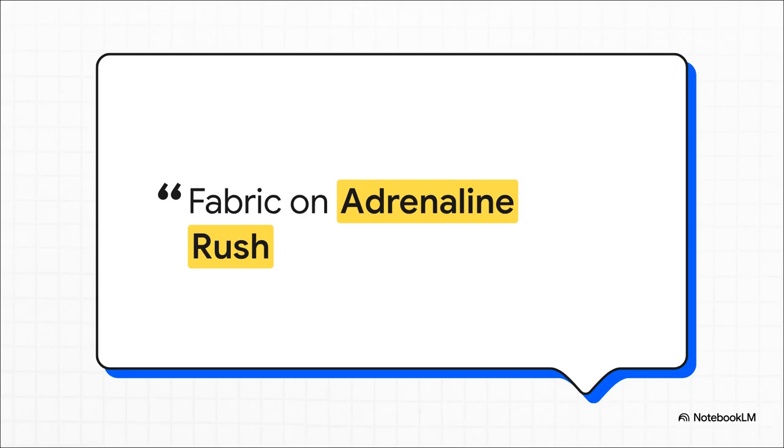And a perfect way to think about this is Fabric on an adrenaline rush. You know how an adrenaline rush gives you that short-term, almost superhuman burst of strength? Fabric has a built-in mechanism that does the exact same thing for your jobs. It gives them a temporary but massive boost in performance. And that mechanism is called bursting.